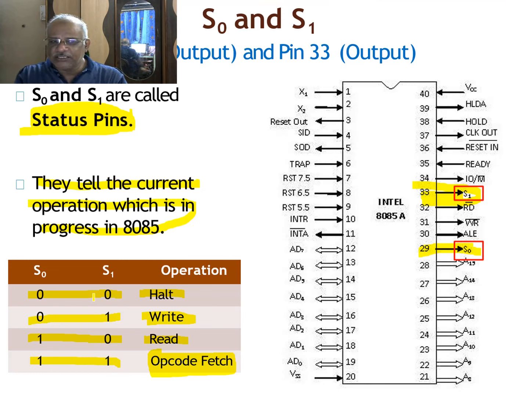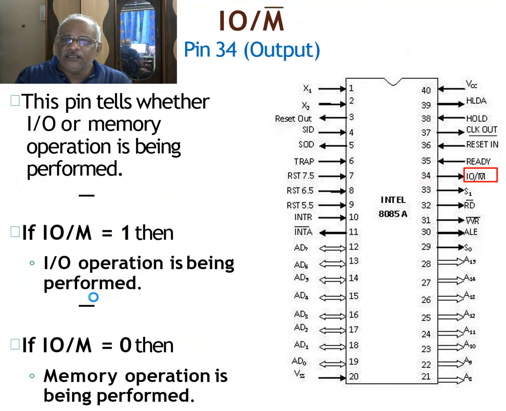When both these status signals are 1 1, all the peripheral ICs will understand that the microprocessor is busy fetching the operation code, and they will determine their functions accordingly. Okay, so S0 and S1 are very important pins as far as expressing the status of the microprocessor and communicating that status to the outer world. Then there is also an important pin, pin number 34, IO/M bar. So this is pin number 34, IO/M bar.